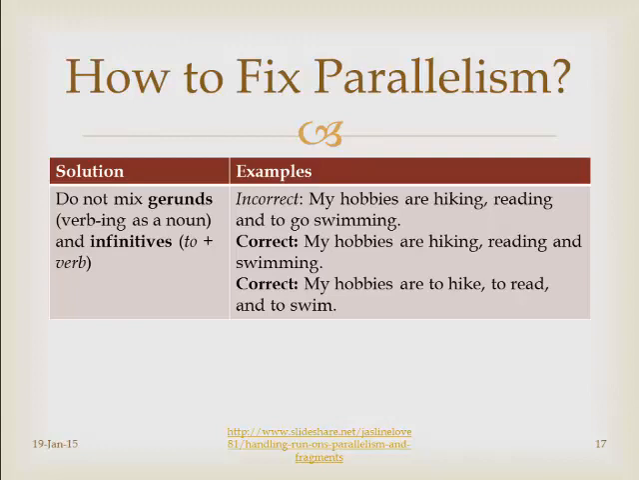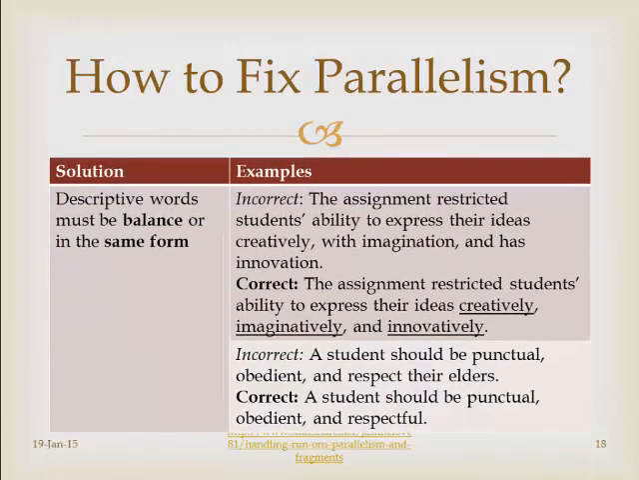So there's a mix of gerunds and infinitives. So we're not supposed to do that. Keep it all consistent. If you want to do gerunds, my hobbies are hiking, reading, and swimming, all the same. Or if you want to use all infinitives, my hobbies are to hike, to read, and to swim. Or if you don't want to repeat it, you can say my hobbies are to hike, read, and swim. Right? What else?